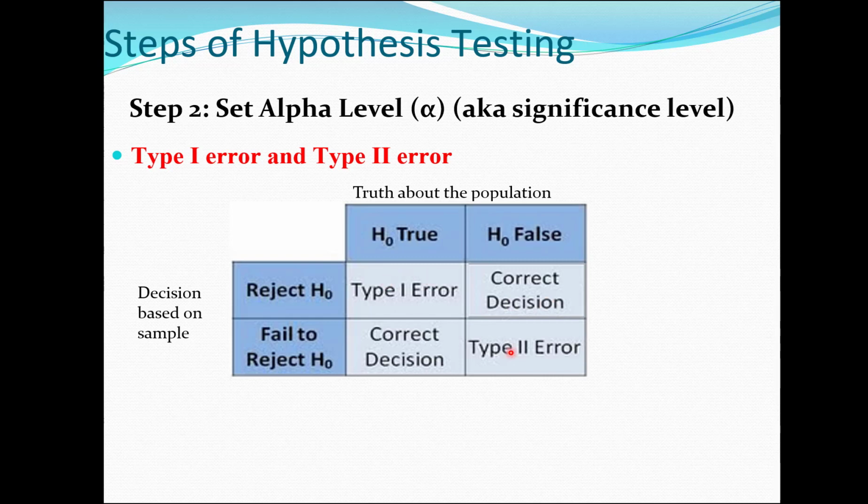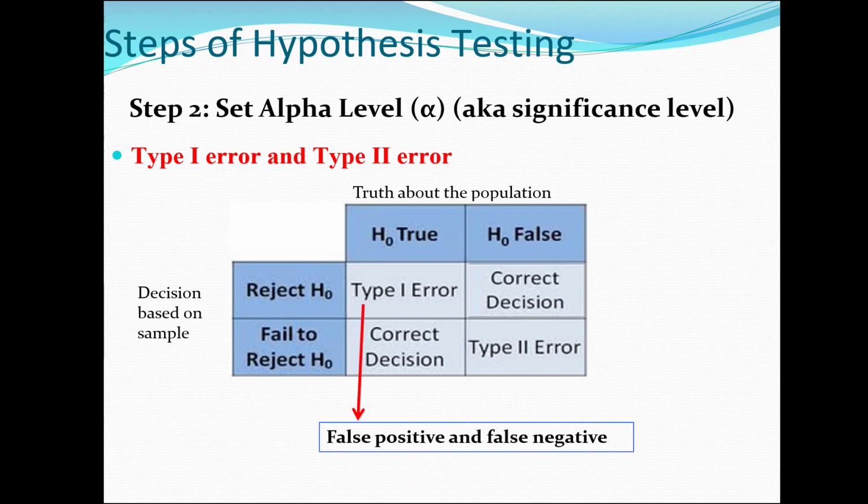But let's look at these two. What about if the truth is the null hypothesis is true, but you reject it when it is true? You made a mistake, and we call this mistake type 1 error. Let's look at this. When your null hypothesis is false, you fail to reject it. You also made a mistake, and this mistake is called type 2 error. As you can see, I put it here. We also call type 1 error false positive, and we call type 2 error false negative.